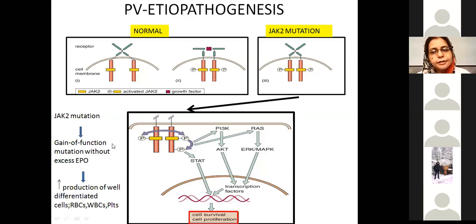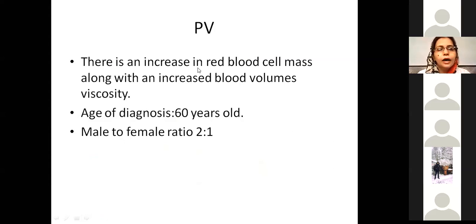So in other words, it is a gain of function mutation, because the normal function is to produce cells, and because of this particular mutation, the functional activity is enhanced without the effect of erythropoietin. This results in increased production of well-differentiated and functionally active cells, which are red cells, WBCs, and platelets. So ultimately the overall red cell mass increases along with an increase in the blood viscosity.